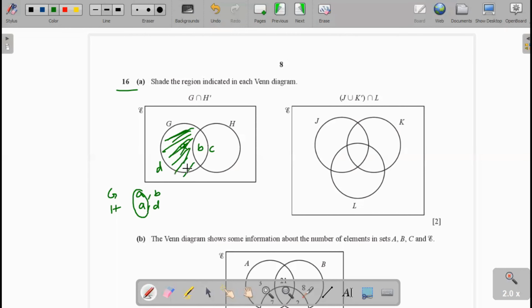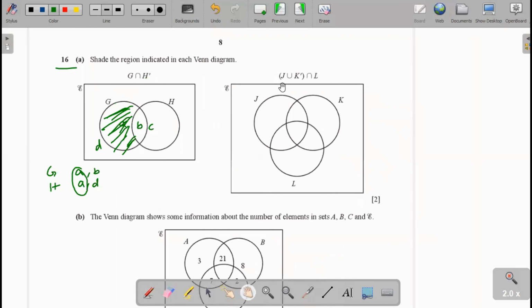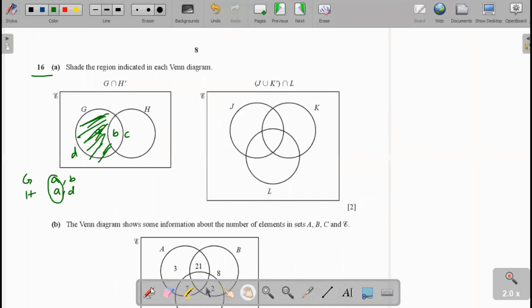This is the G intersection H dash. Now seen in this Venn diagram, we see here the region J is A, B, C, D, and K is F, G, H, I. Now we mark it. J region is A, B, C, D, and K dash region, the region other than K.